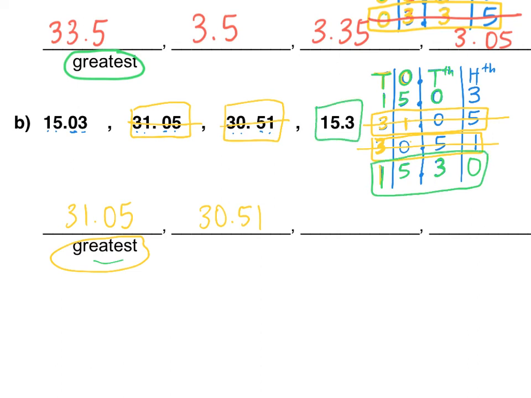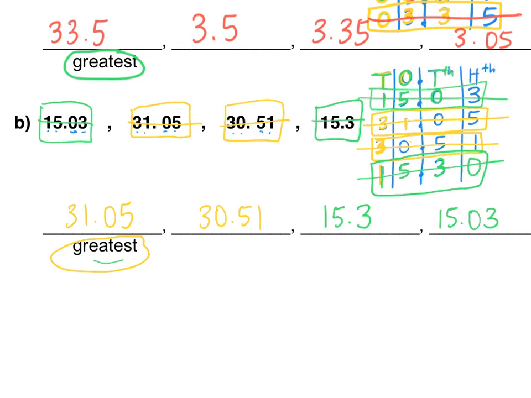Okay, from the question it is written as 15.3. Can we write a 0 at the back? No, we cannot because it's not in the question. So the answer is 15.3, and therefore the smallest decimal from the question will have to be 15.03. So this is the answer to question number 3B.